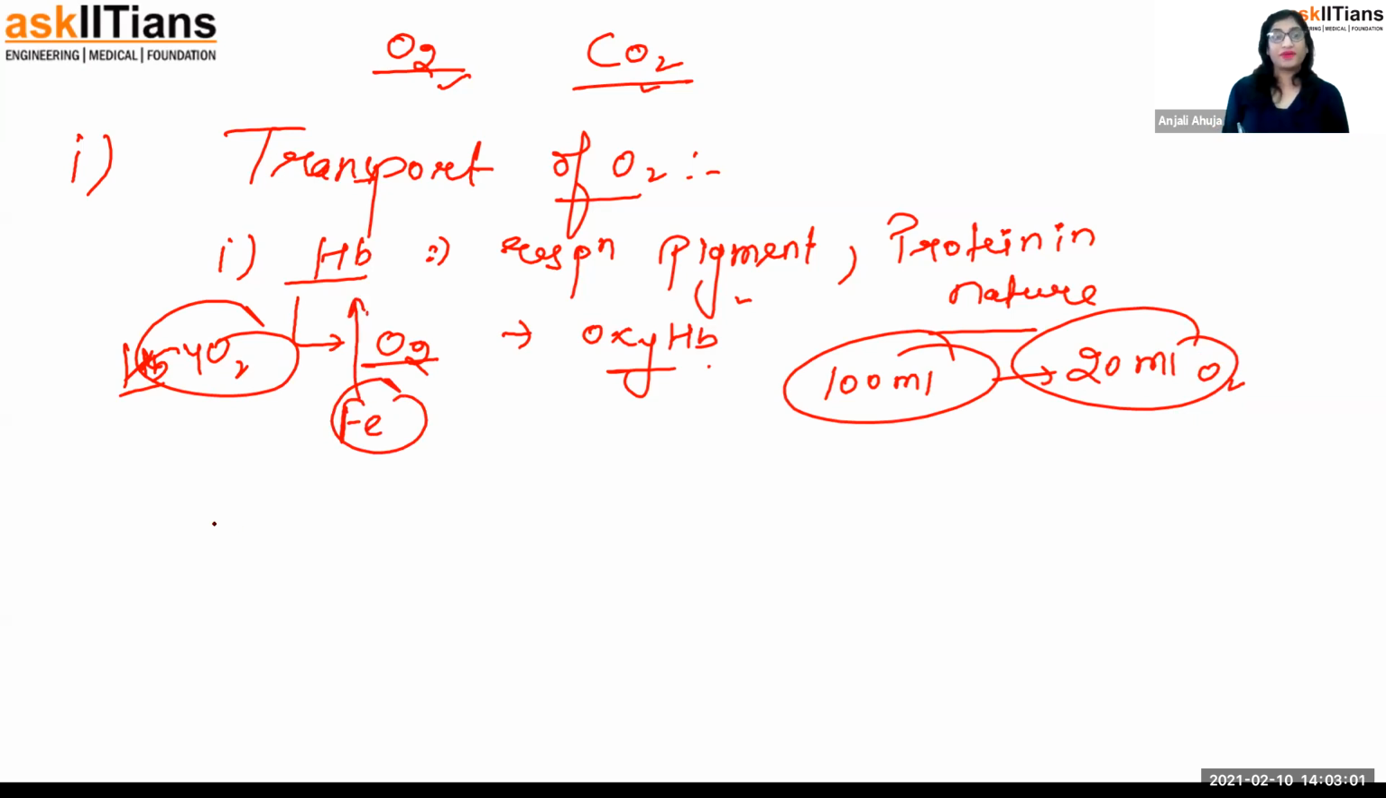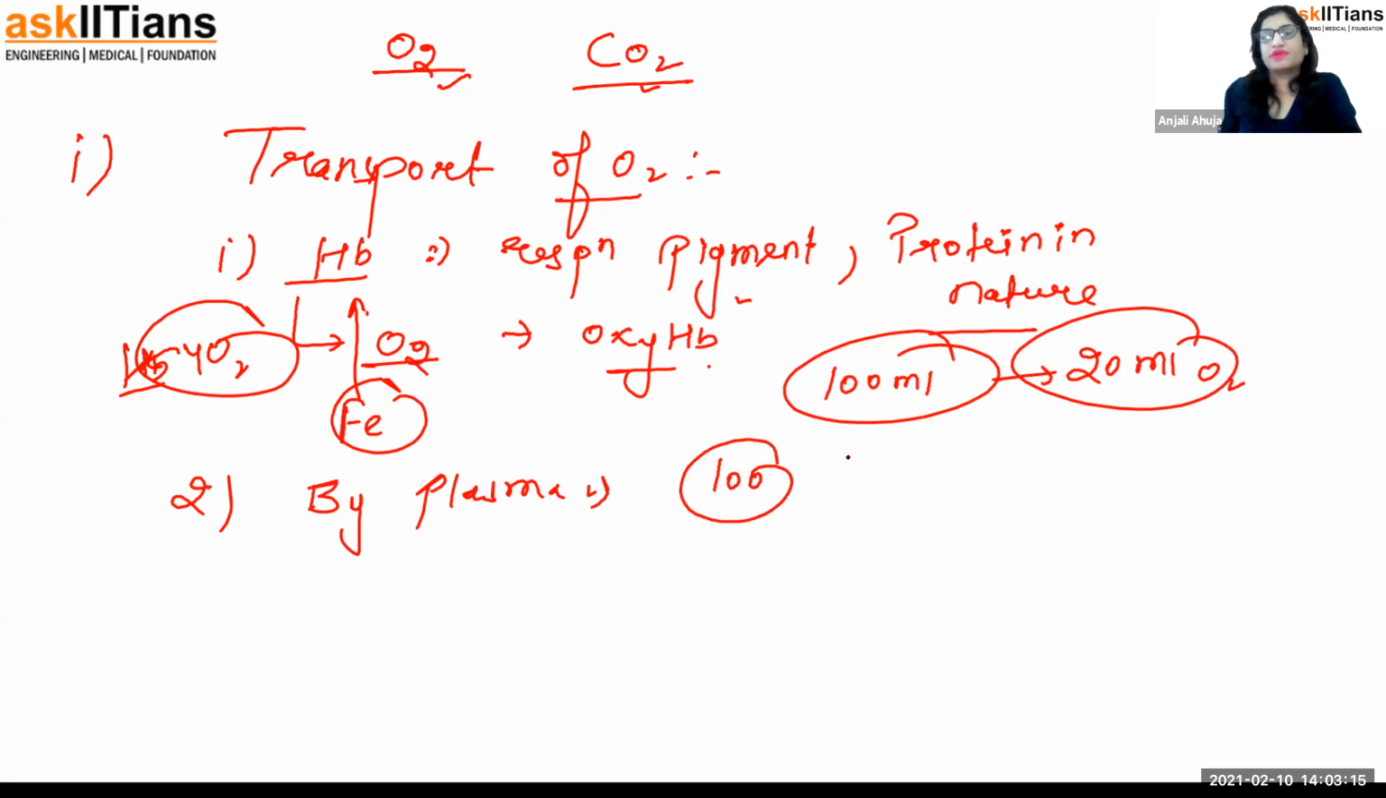Next, oxygen also moves by plasma. It is dissolved in the plasma, and that's how it moves. If there is 100 ml of plasma, there might be nearby 0.3 ml of oxygen, dissolved in plasma and moving up. That's how oxygen is transported in the blood. I suppose that's clear to you now.